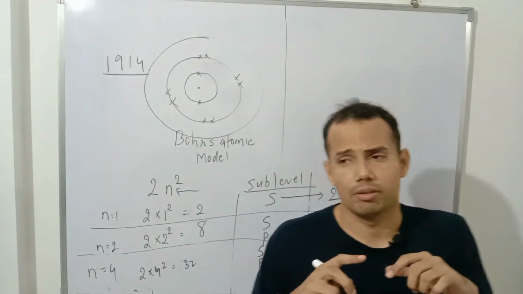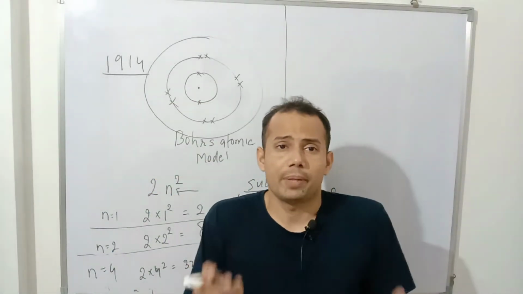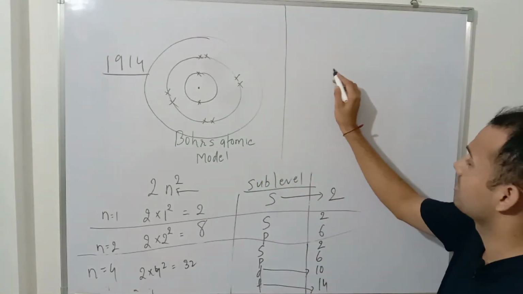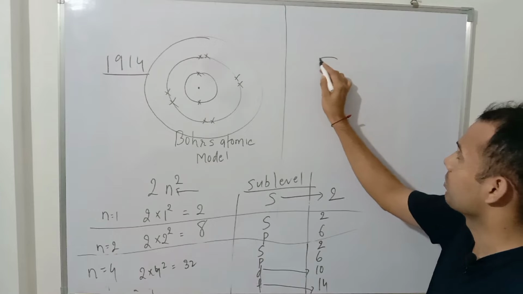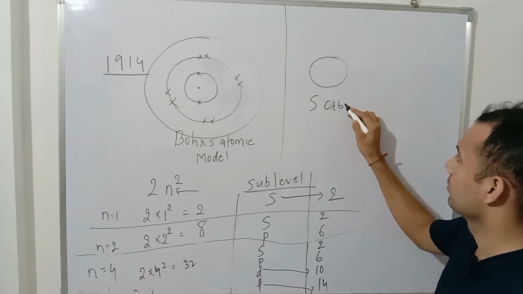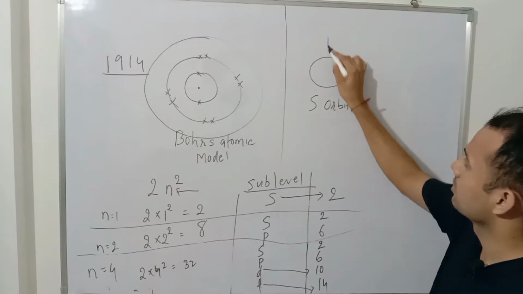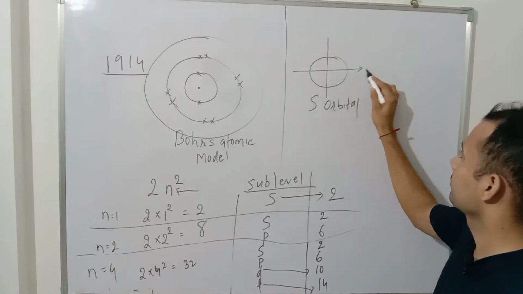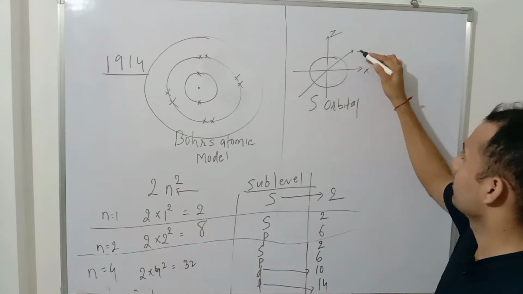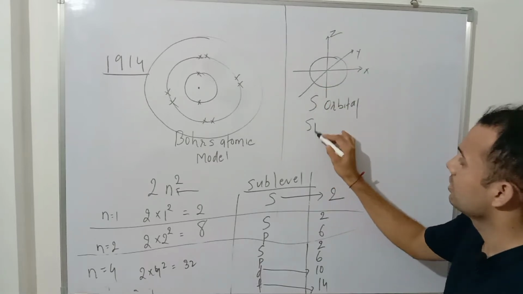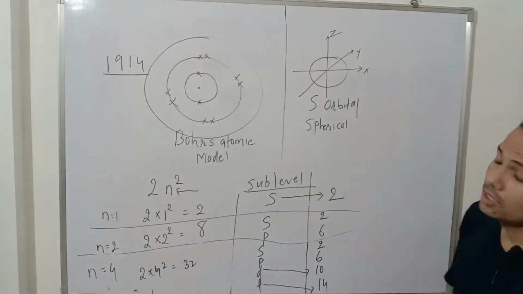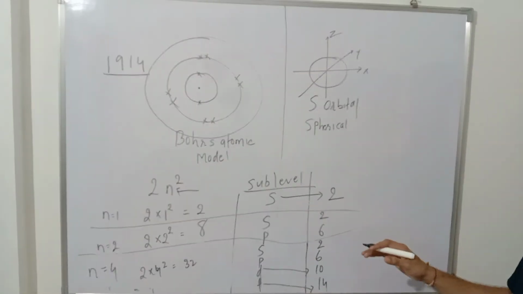These orbitals or sub-levels have a region, or we can say it is a space. For example, let me talk about the S orbital. The S orbital has a spherical shape, like this way. This is the S orbital. Its shape is like this. This is the S orbital, which is spherical in shape.